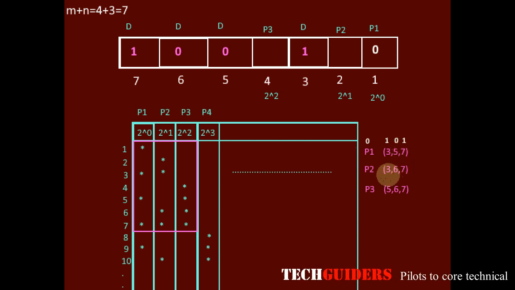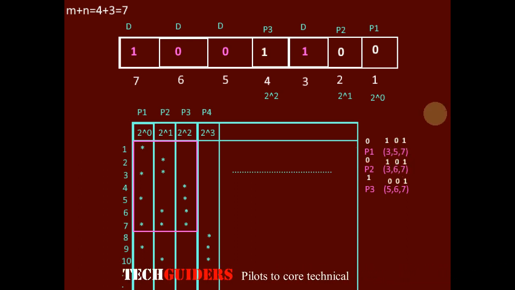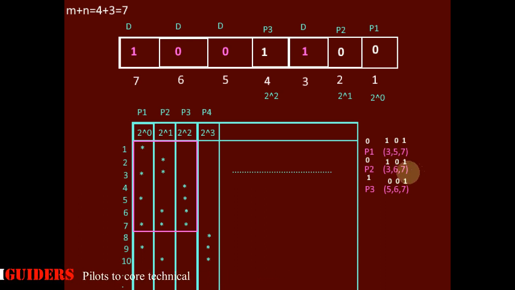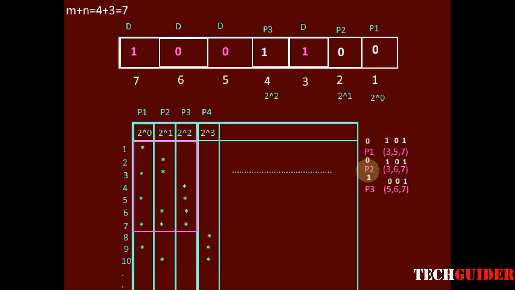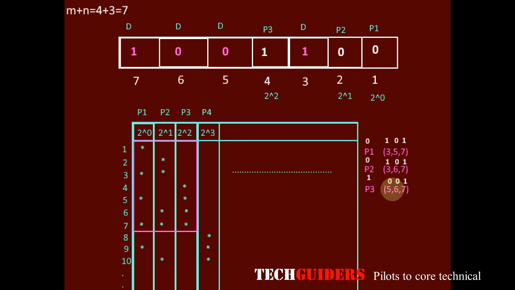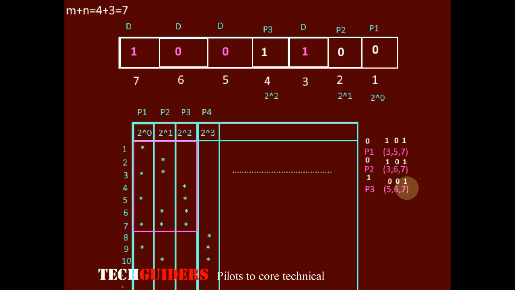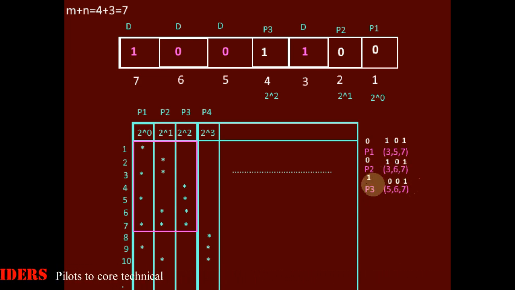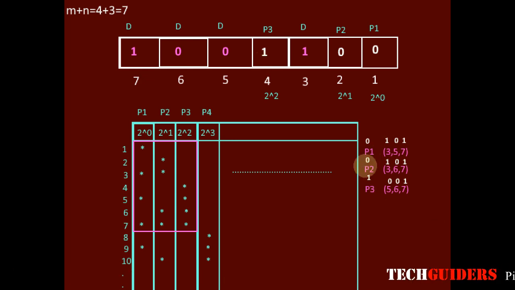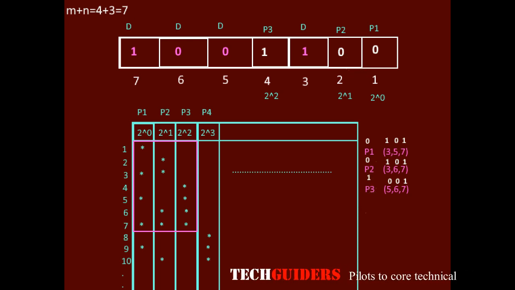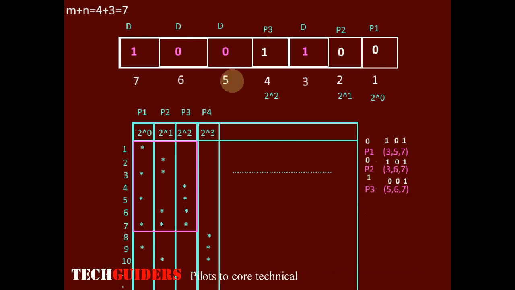Now position 3 is having 1, 6 is 0 and 7 is 1. So for even parity, what should be the value of P2? It should be 0. And position 5 is 0, 6 is 0 and 7 is 1. To make even parity, what should be the value of P3? It should be 1. So we have found out the values for the parities P1, P2 and P3. So this is our valid code word according to the Hamming code.